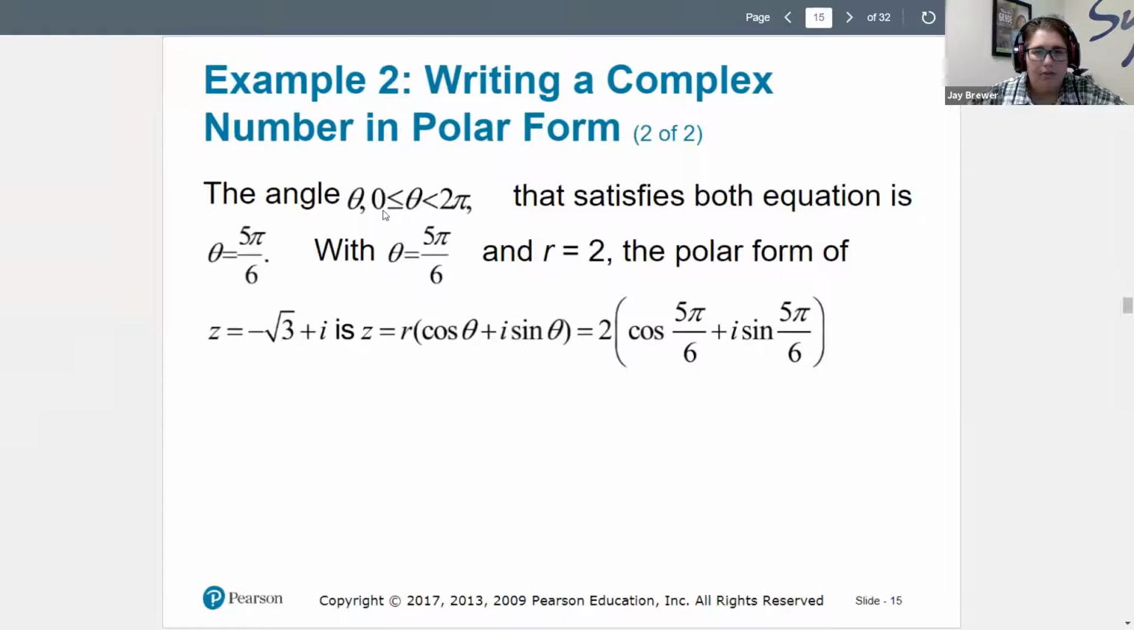So the angle theta that satisfies both equations is 5 pi over 6. With theta equal to 5 pi over 6 and r equal to 2, then we get the following polar form. All right. I would definitely pay attention to these examples because they will definitely help you on your Pearson homework.